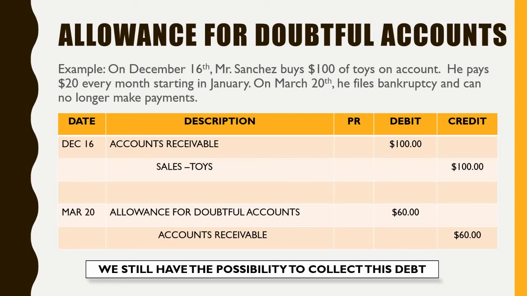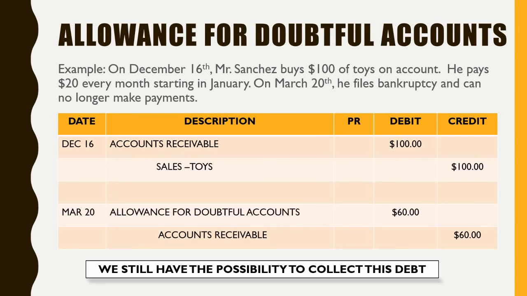Just because he filed for bankruptcy, there could be a possibility he could turn around and still make payments to me. Just because you filed for bankruptcy doesn't really mean you're off the hook. It just limits your liability. So in this case, I move the $60 that Mr. Sanchez owes me from his $100 purchase in December. I move it into an account called Allowance for Doubtful Accounts.